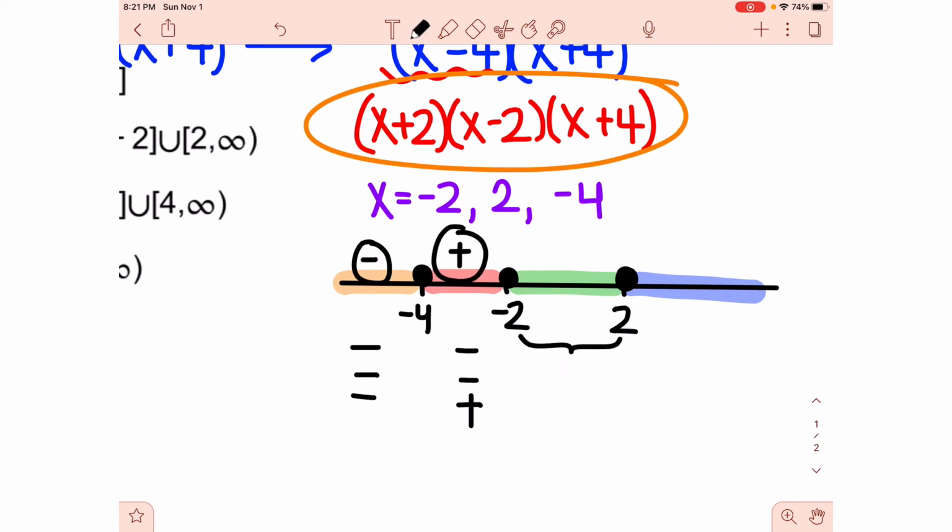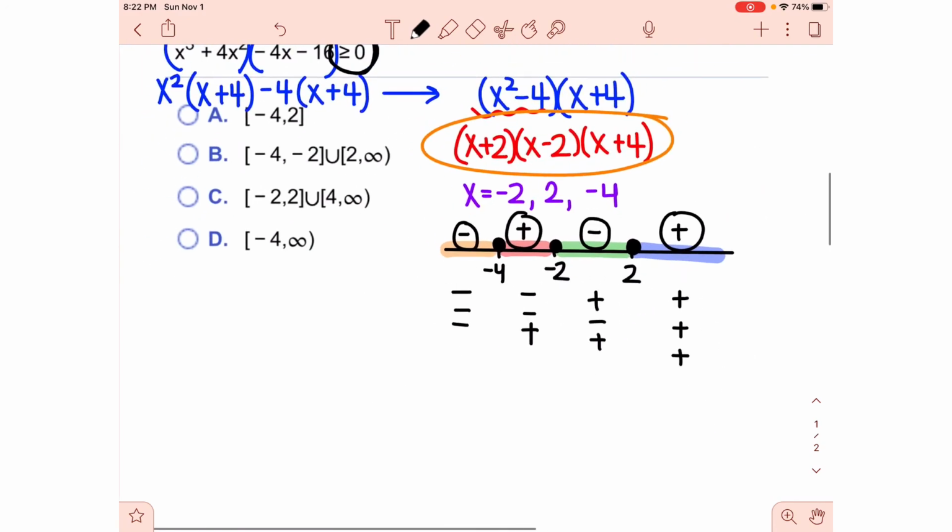In between -2 and 2 is 0, so we get 0 plus 2, positive. 0 minus 2, negative. 0 plus 4, positive. Positive times negative is negative, times positive goes back to negative. So that's a negative interval, and last but not least, pick a number bigger than 2, maybe like 10. 10 plus 2 is positive. 10 minus 2 is positive. 10 plus 4 is positive. Positive times positive times positive is positive.